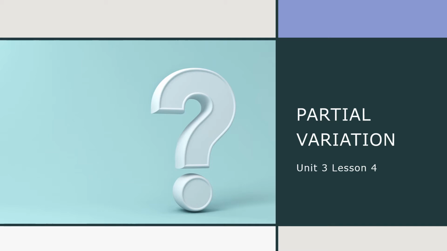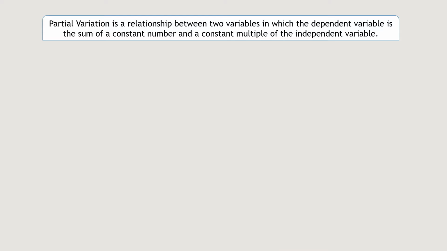So what do you think partial variation is? Partial variation is a relationship between two variables, x and y, in which the dependent variable, that's y, is the sum of a constant number and a constant multiple of, well, that's getting crazy, right? That definition is really getting a little tedious, so let's try to make sense of that.